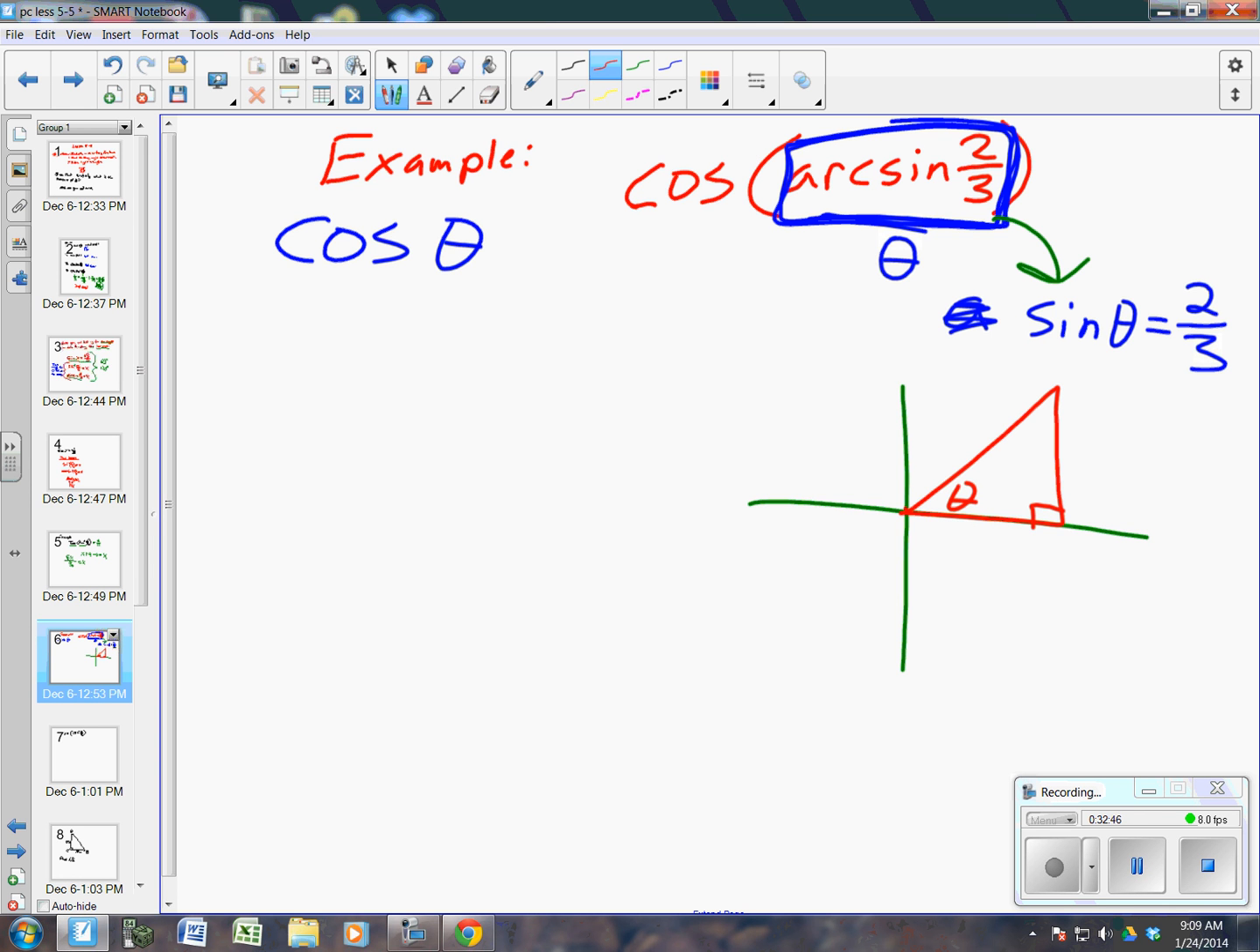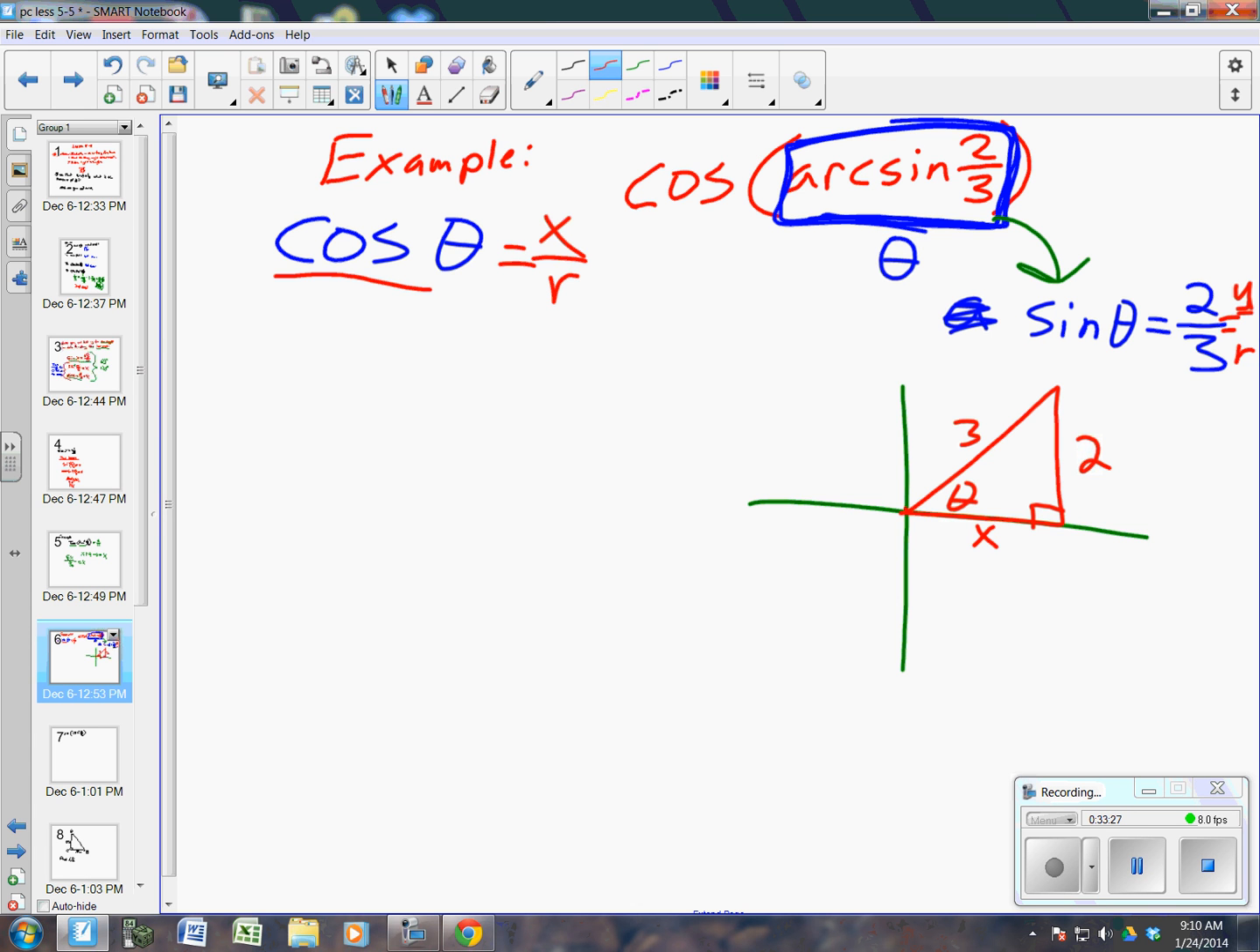I know that sine on a non-unit circle is equal to what over what? Y over r. So I know two things right here. I know y and r. What's y? 2. And y is the vertical distance, right? And I know r. That's the hypotenuse. What I don't know is what x is. And I know that the definition of cosine, which I'm looking for, is x over r, right?